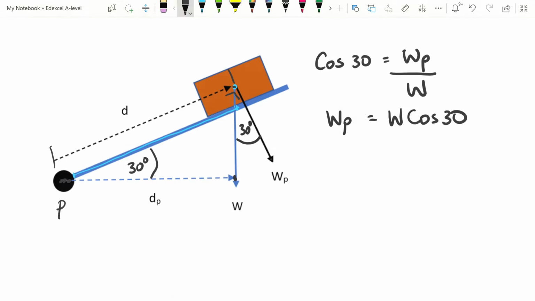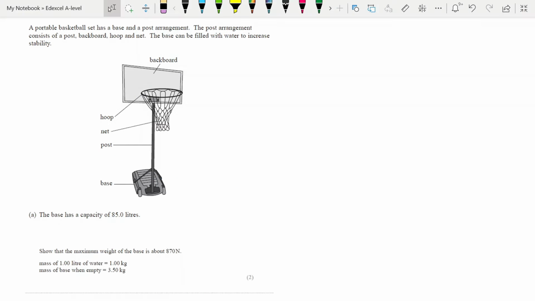This one was actually on an AS paper, and I'm going to go through two parts of it, because we need the first part in order to do the second part, which is the main focus of this. It's a portable basketball set, has a base and post. The base can be filled with water to increase stability. So there's our picture and our little blurb.